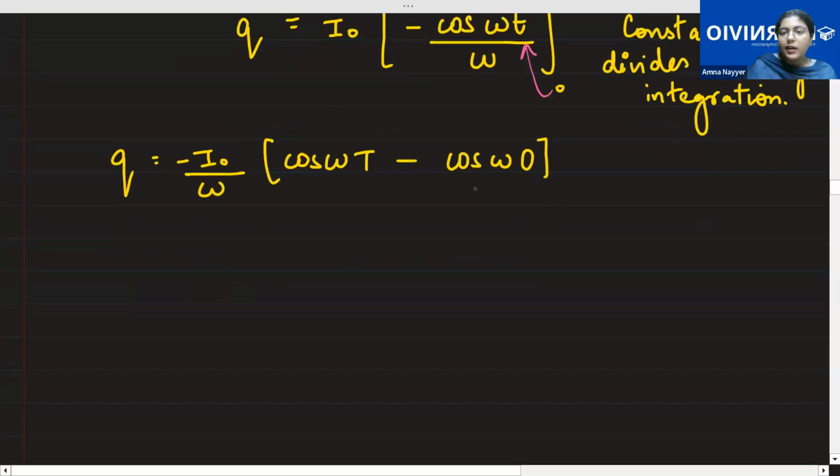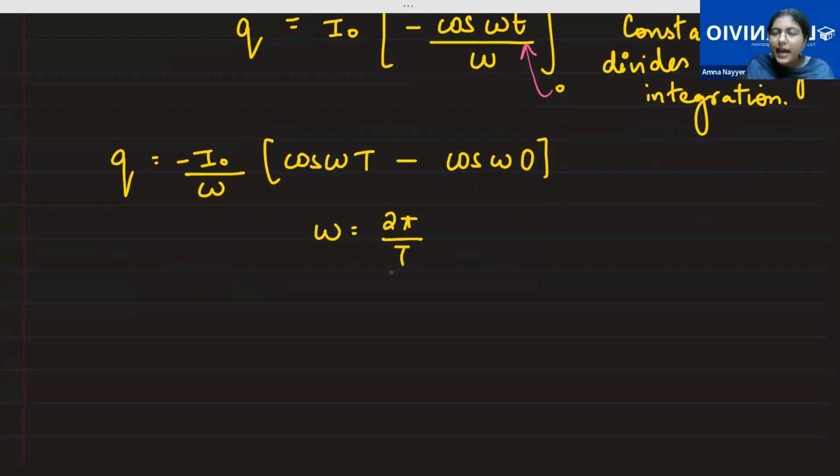Now what I'm doing, omega is equal to 2 pi divided by T. I'm using this relation, so at least I have the values with 2 pi.